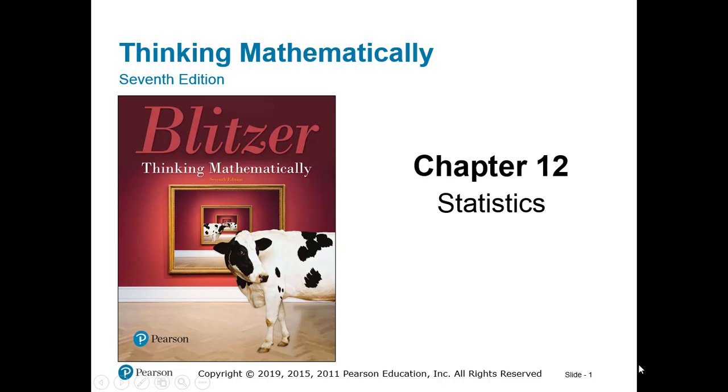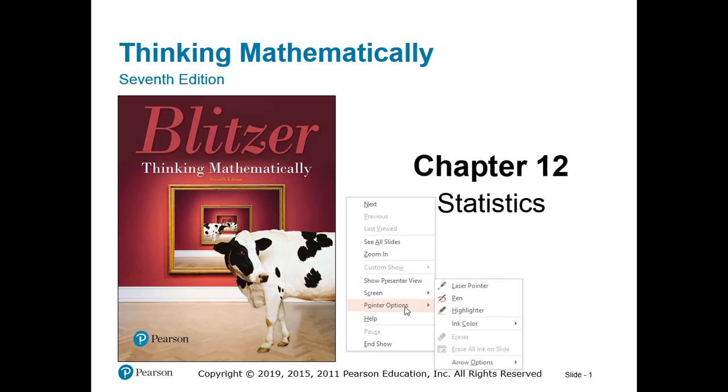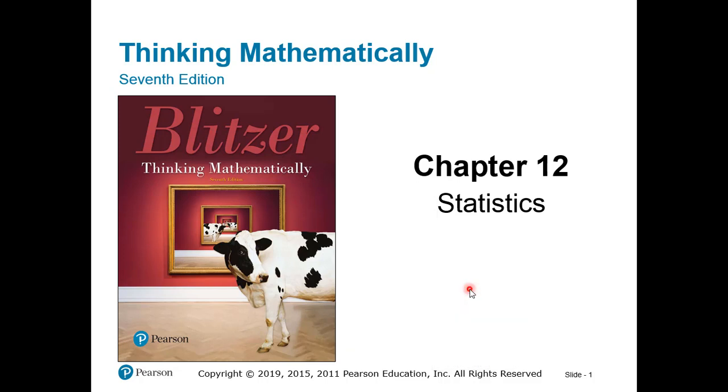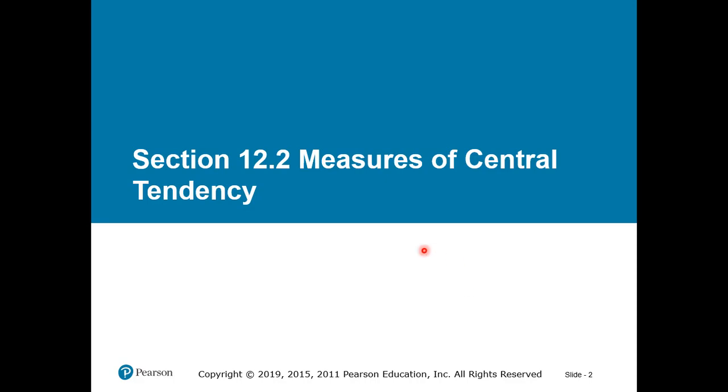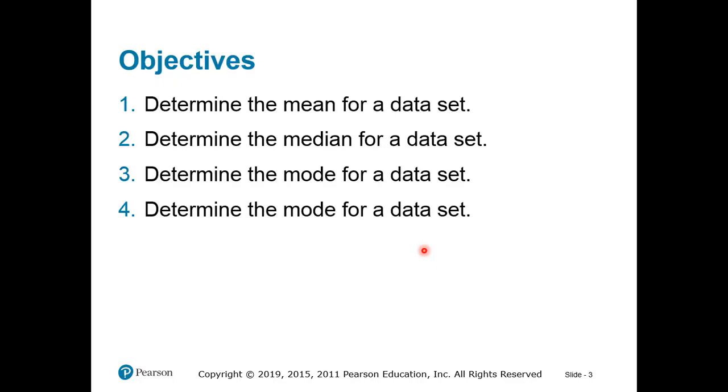Okay, welcome back, class. Today we're going to start section 2 on statistics. In section 2, we're going to talk about measures of central tendency. Those are like the center of a data set. And we're going to find what the different measures of central tendency are and how to calculate them.